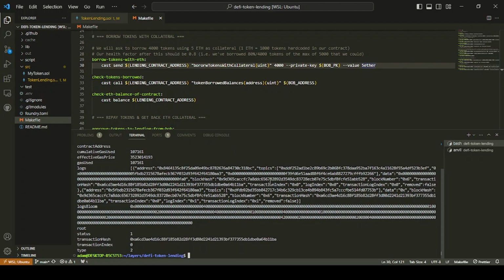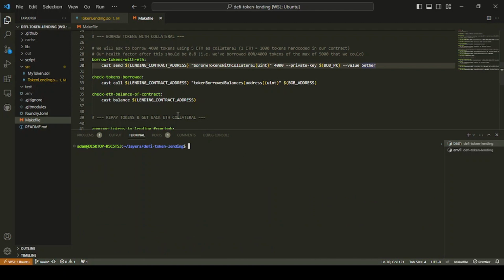So that's what's going to happen. There we go. Our transaction has gone through, and what we'll do now is check the tokens borrowed. So make check tokens borrowed. What this will do is cast call to the lending contract, token borrow balances, takes an address and returns a uint, and the address is just Bob's address. So there we go. So Bob has borrowed 4,000 tokens, which is fine. And now we're going to actually check just the contract balance. It should be just whatever Bob has paid in, 5 ether.